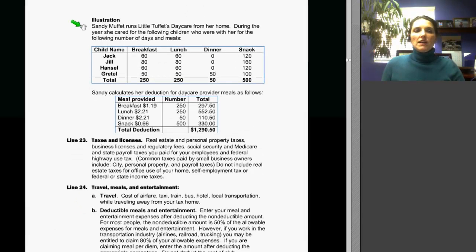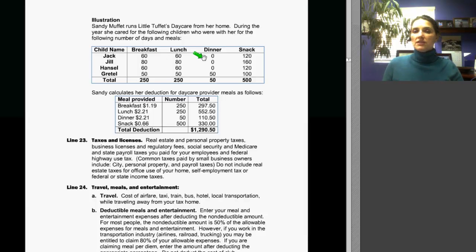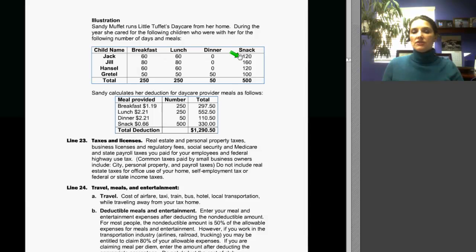Here is an illustration. Sandy Muffet runs Little Tuffet's daycare from her home, and during the year she cared for the following children who were with her for the following number of days and meals. She had Jack, Jill, Hansel, and Gretel. And this is the number of breakfasts she fed each child, the number of lunches she fed to each child, the number of dinners to each child, and the number of snacks to each child. She's totaled these up at the bottom.